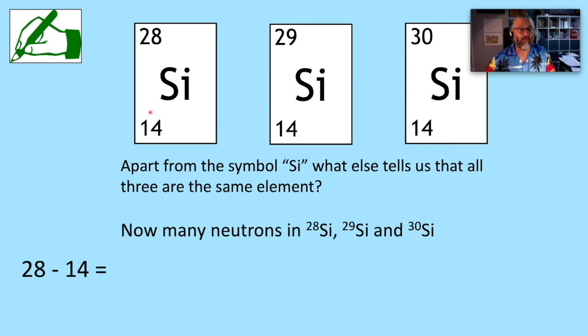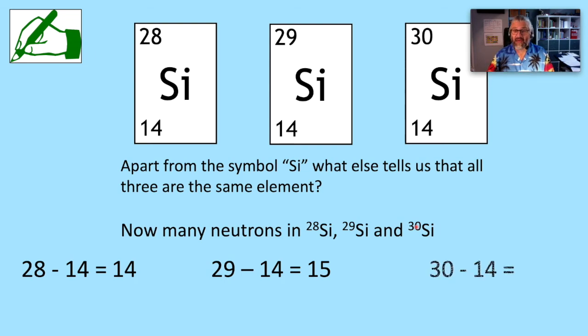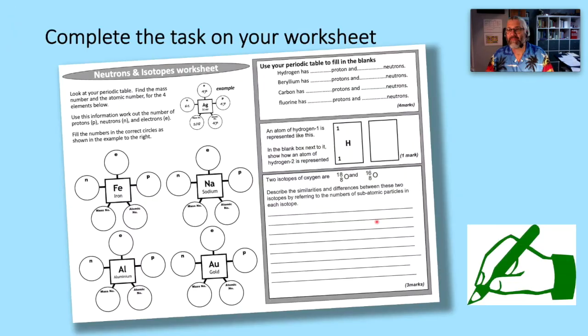28 minus 14 equals 14. How many neutrons in silicon 29? We subtract 14 from 29 and we get 15. There are 15 neutrons in silicon 29. And last of all, silicon 30, we take 14 away from 30 and we get 16. How did you do? Okay, how did you get on?